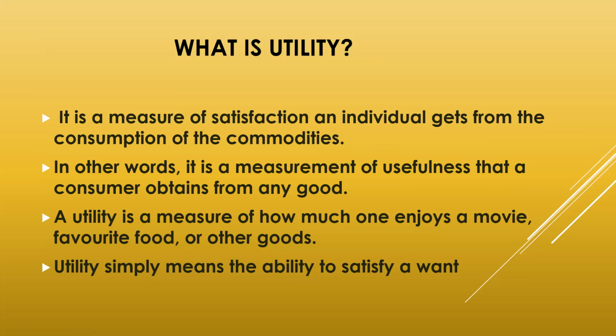For example, rotten mangoes cannot satisfy anyone's want, so no one will want to buy or demand rotten mangoes. But a man will go and watch a movie and buy an ice cream if he wants to. This is because he has the capacity to satisfy his want. Hence, utility is the basis of demand. It simply means the ability to satisfy human wants.